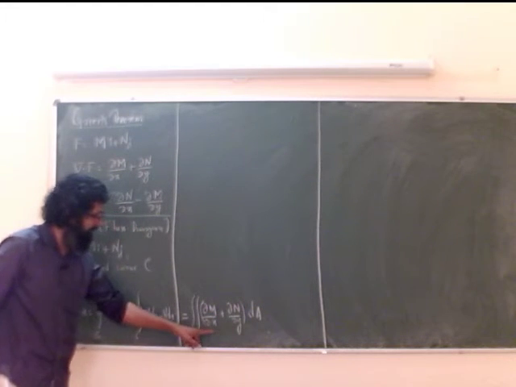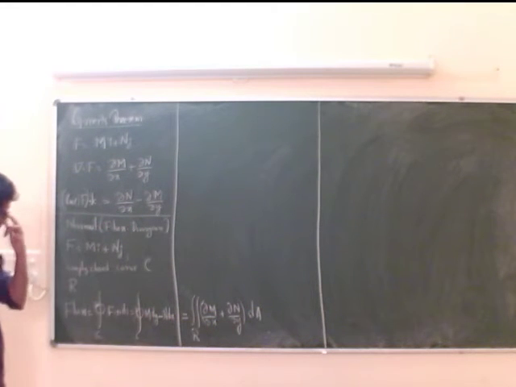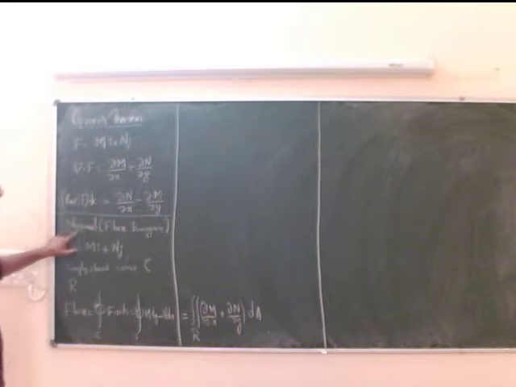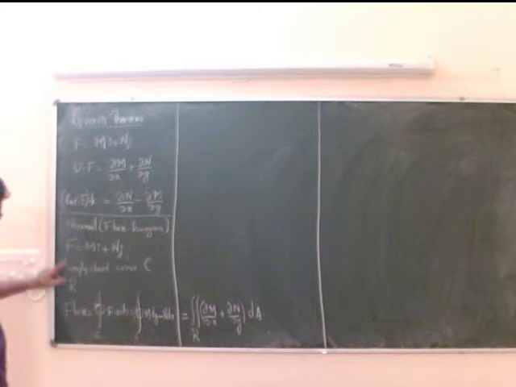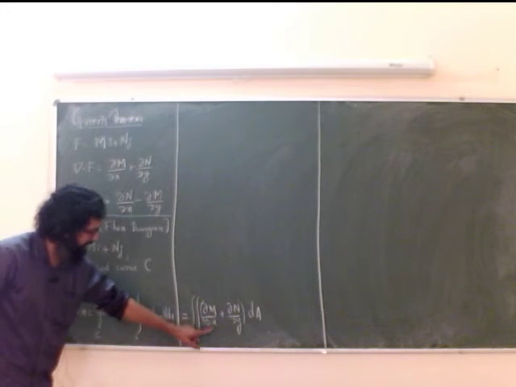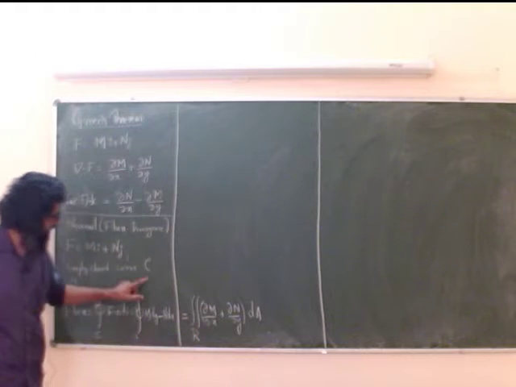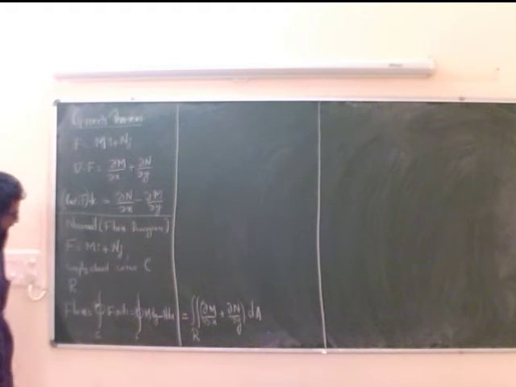This is nothing but the divergence of the field F. So Green's theorem, the flux divergence or normal form, suggests that the flux of a vector field is equal to the double integral of the divergence over the region bounded by the closed curve C. So this is the normal form of the Green's theorem.